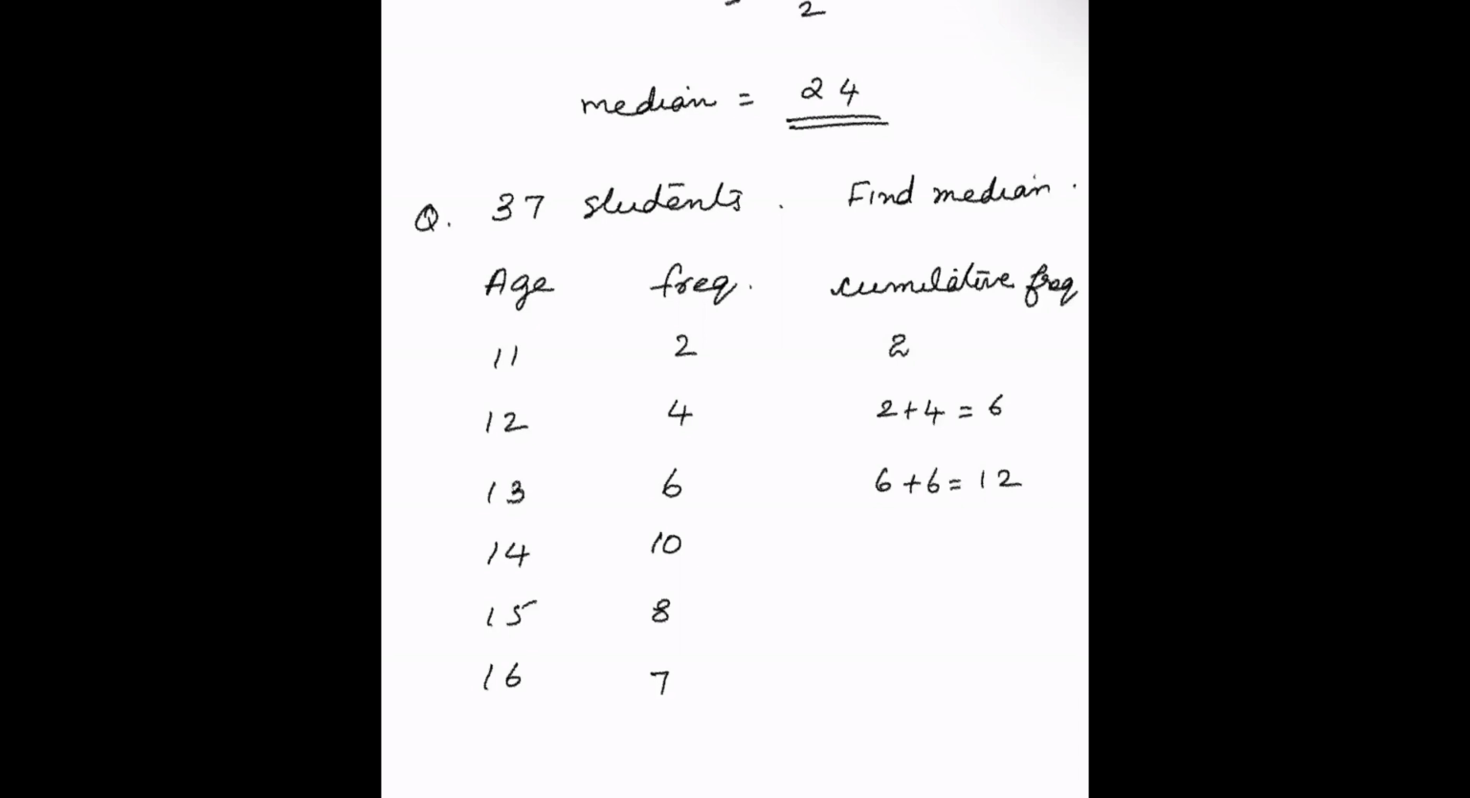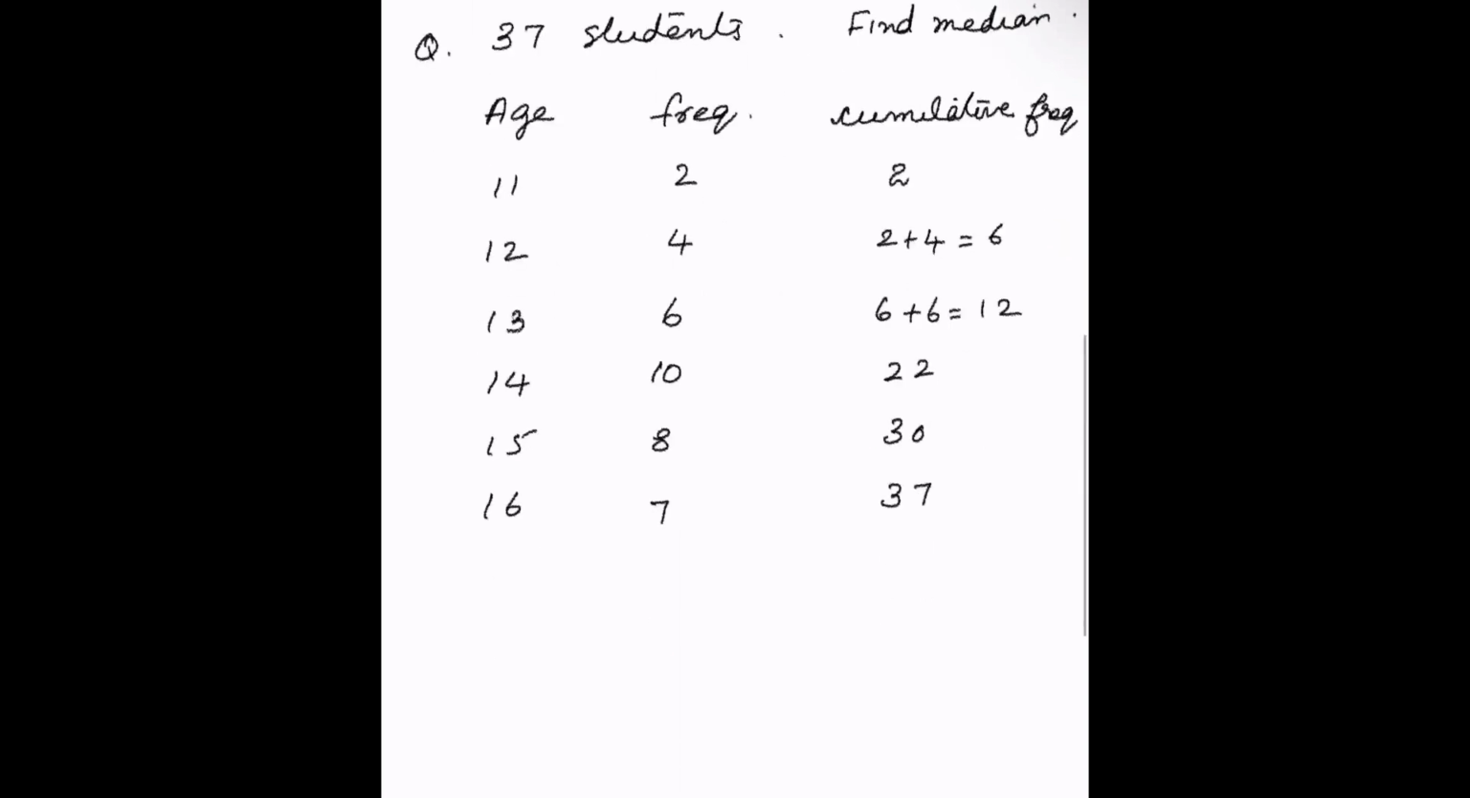So 12 plus 10 is going to be 22. 22 plus 8 is going to be 30. 30 plus 7 is going to be 37. So you have got your cumulative frequency. Now what next? Once you have your cumulative frequency, the next step is how to calculate the median. So you know the total number is 37.